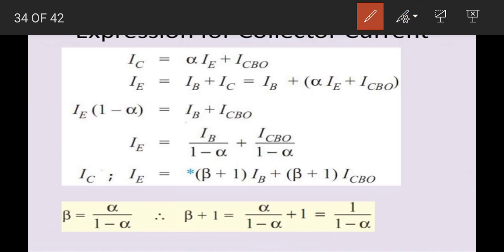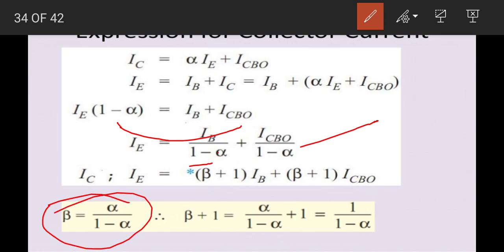We take this into the denominator here. Come to this step: IB upon 1 minus alpha plus ICBO upon 1 minus alpha. This equation is similar to that equation. So beta is equal to this, so beta plus 1 upon this, 1 plus 1, this is the alpha.